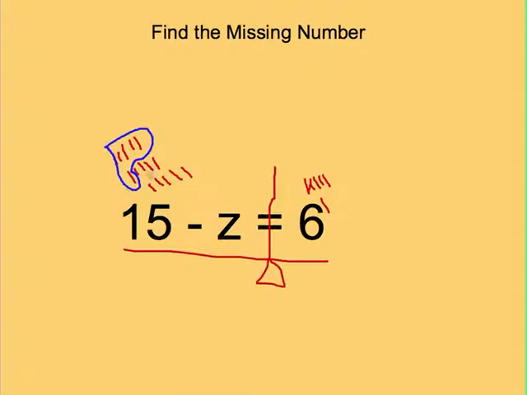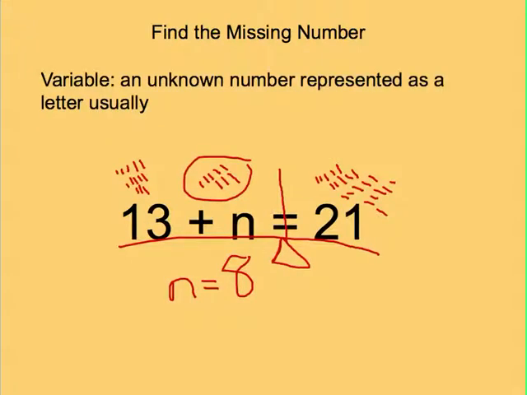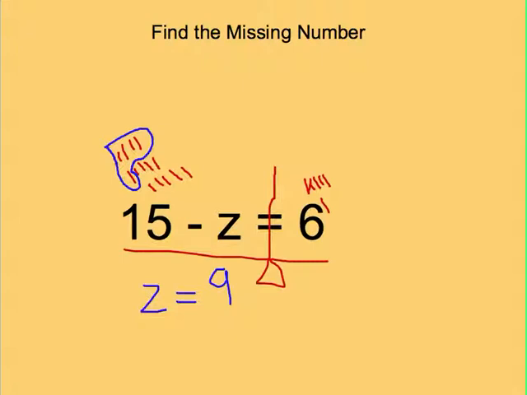Now I just need to figure out how many of these I need to take away in order for it to be balanced. 1, 2, 3, 4, 5, 6, 7, 8, 9. If I take away 9, then I would have 6 left here, 6 left here, and it would be balanced. So we figured out that z is going to equal 9. Notice it didn't matter whether I was adding or subtracting, the strategy was the same.